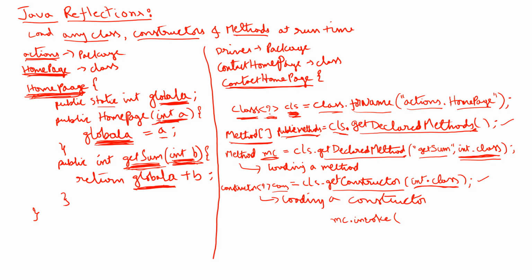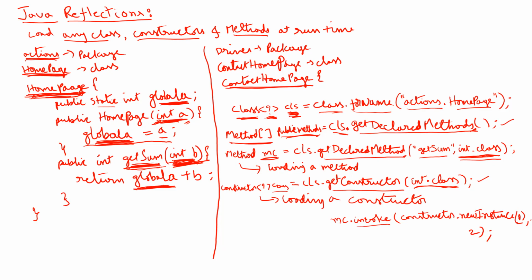We need to pass the value, the A value here, which will be used to set the static variable globalA. So for passing that, what we have to do is create a new instance of the constructor. So that one we will do constructor.newInstance, and in brackets we will pass the value for this one. That means here we are passing the value for the constructor. So 1 I am passing. That means now the globalA will become 1, and then I have to pass a value for the method as well. So I am passing 2 here.